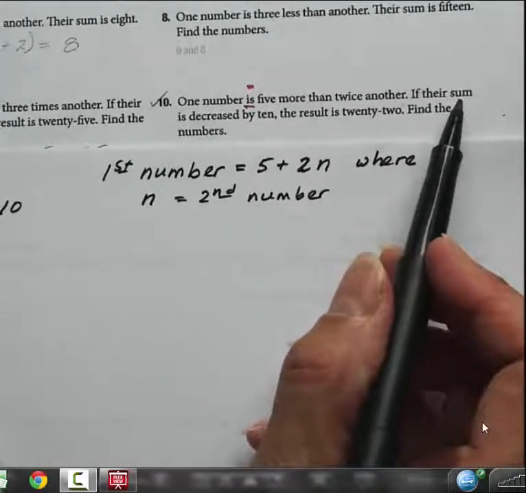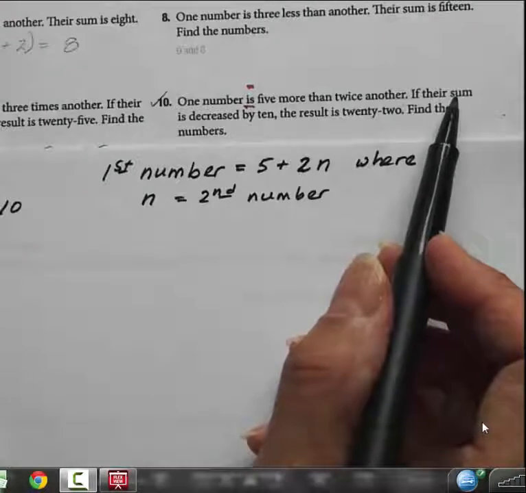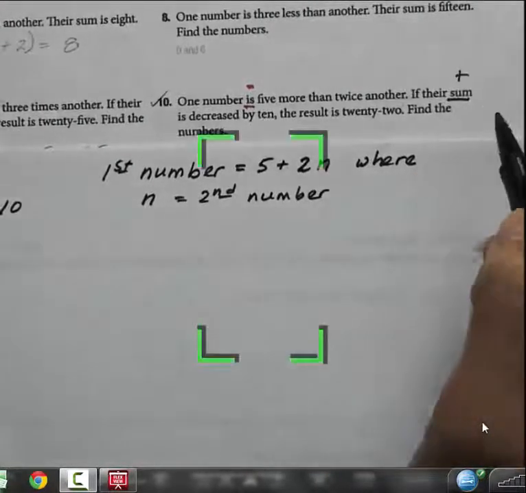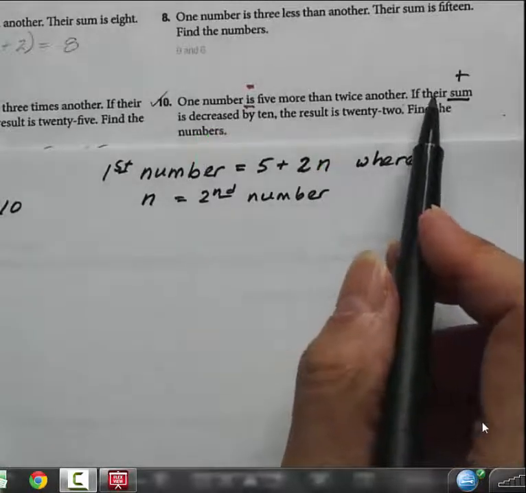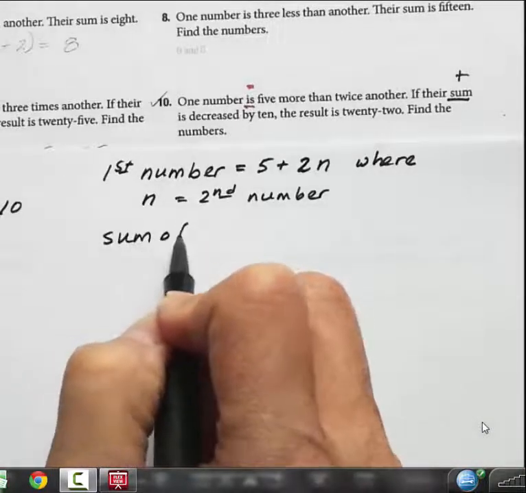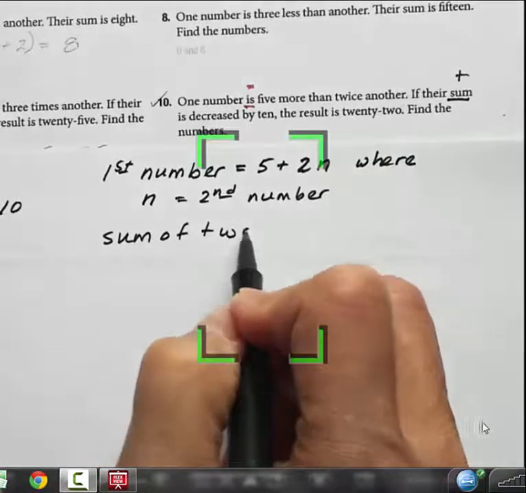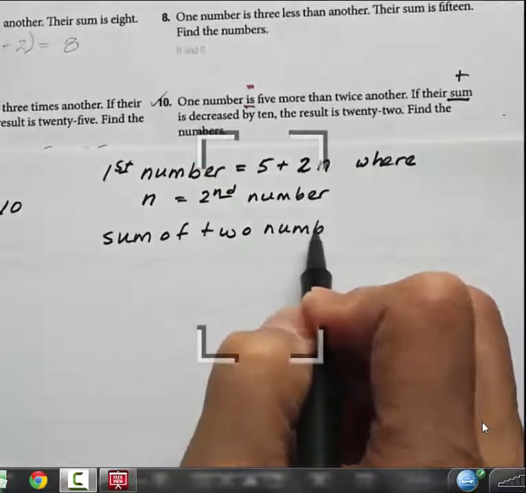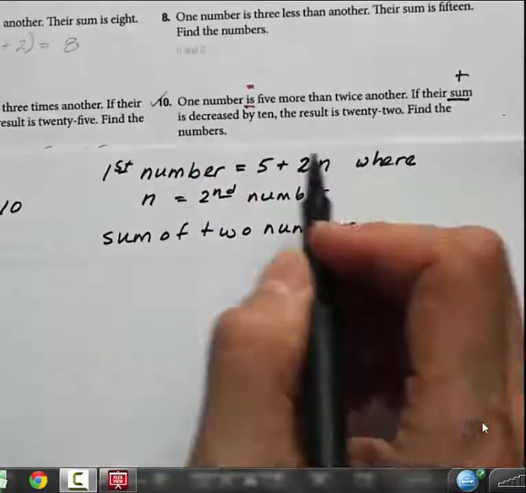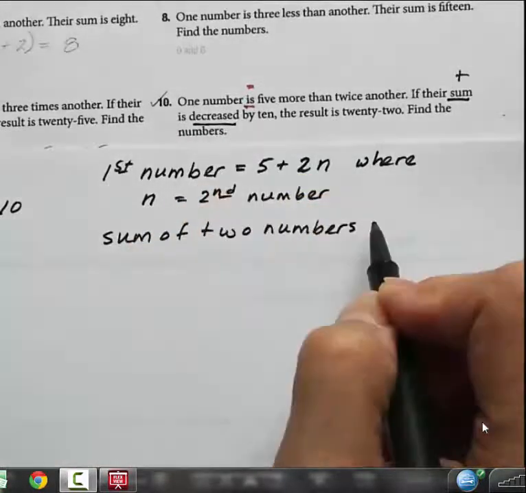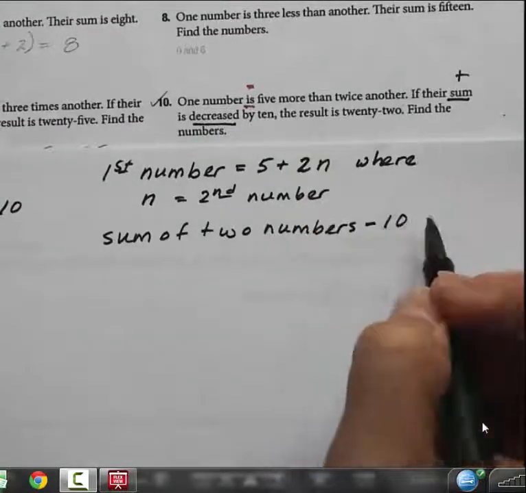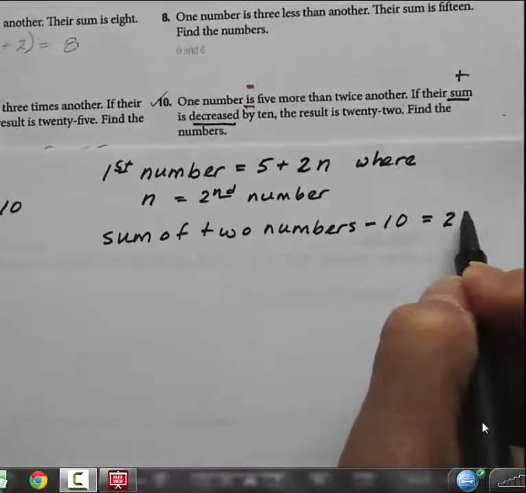If there's sum, well, first of all, what does the word sum mean? Sum means addition, so that means we're going to be adding. So the sum of the two numbers is decreased by 10. So that when I say decreased by 10, that means we're going to subtract 10. The result is 22. So we're going to say that's equal to 22.